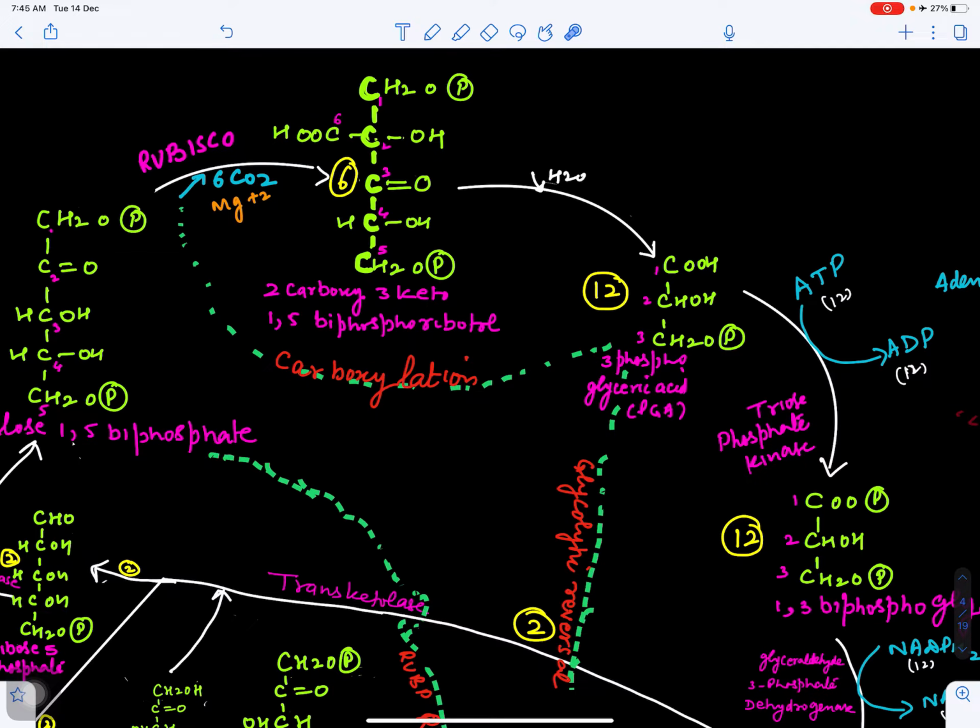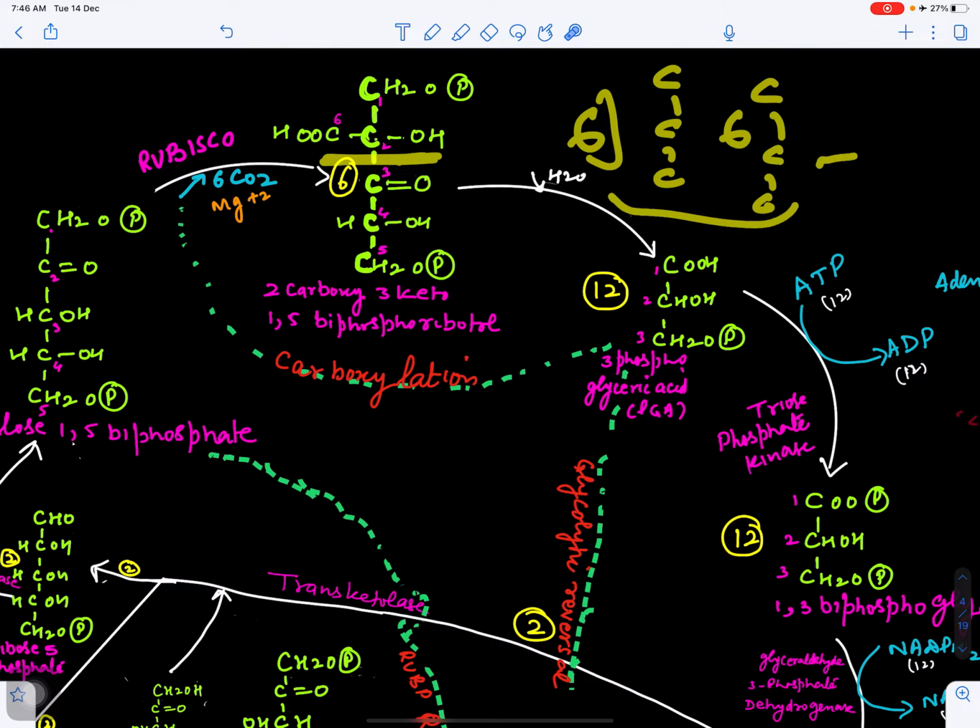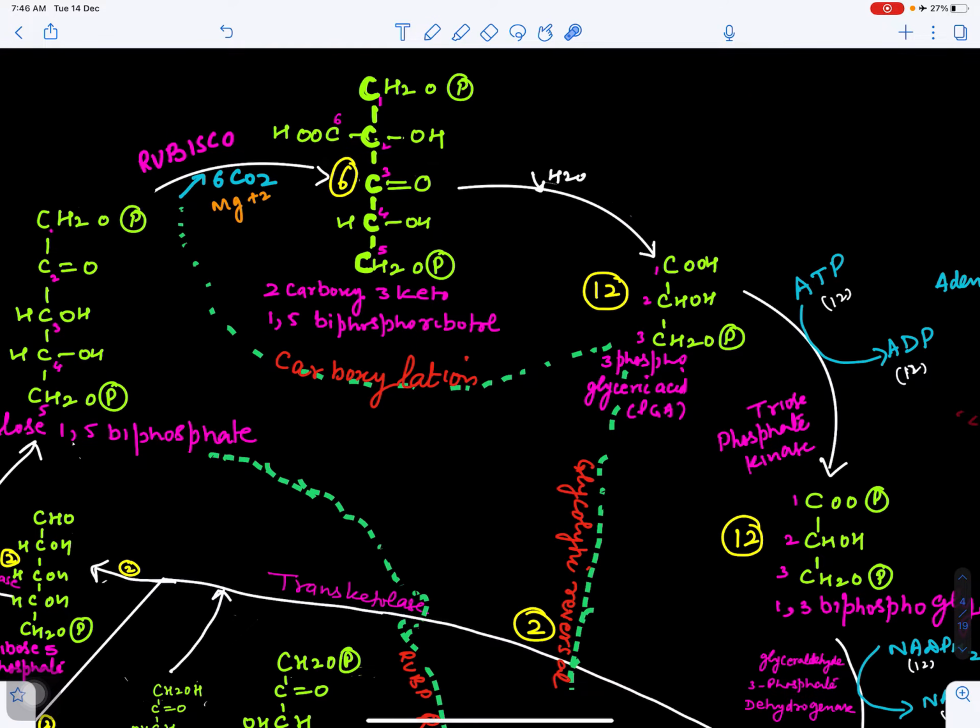Now when this carbon dioxide has been added, this becomes 2-carboxy 3-keto 1,5-bisphosphoribitol. Now this product, in the presence of water, will break up into 3 carbon compounds. This is 3 carbon, this is also 3 carbon, because it was 6 molecules, so in total there will be 12 molecules. So we'll get 12 molecules of 3-phosphoglyceric acid by its breakdown, with COOH, CHOH and CH2OP.